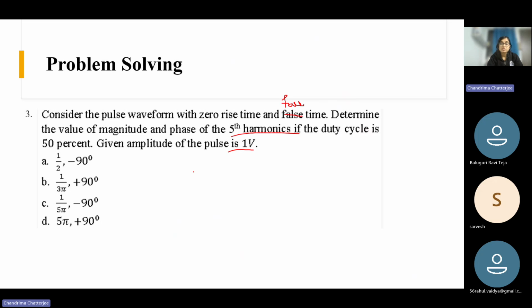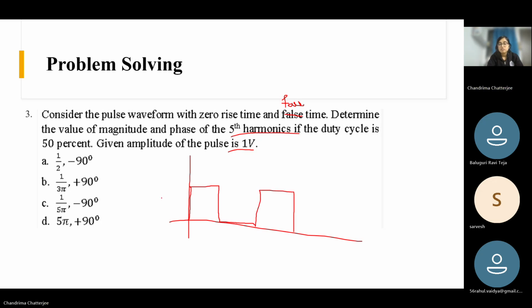So they have mentioned that the duty cycle is 50%. Rise time and fall time 0 means its slope is 90 degree. So there is no rise time, there is no fall time. If it would have been sixth harmonic, we don't need to compute anything. It would be 0. But we need to find out what is fifth harmonic.